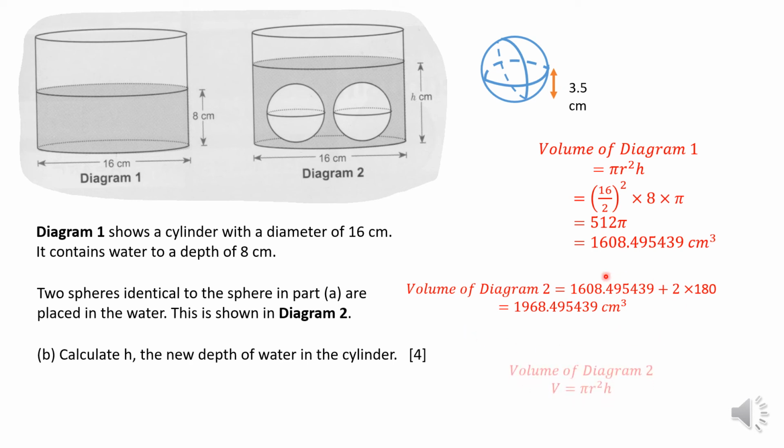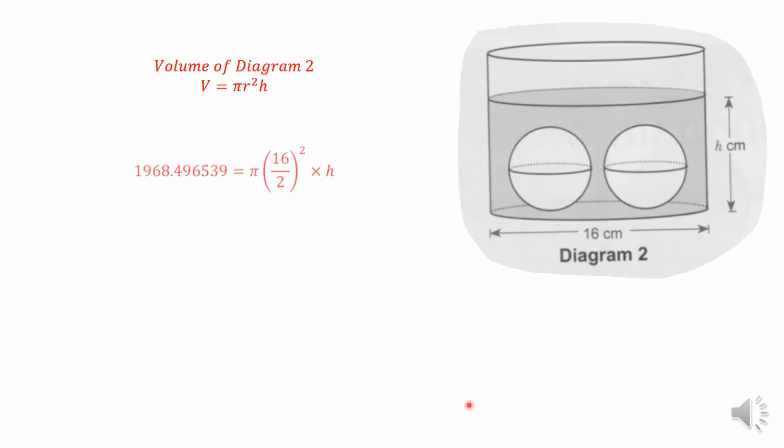So now I have the volume of diagram 2. I'm going to use the formula to calculate the volume of a cylinder, which is V equals pi r squared times H. I have the volume, which is 1968, pi, I know what the radius is, and I need to find H. So essentially you must make H the subject of the formula, and then you just input everything else that you have.